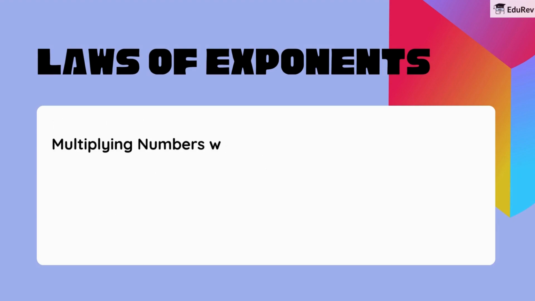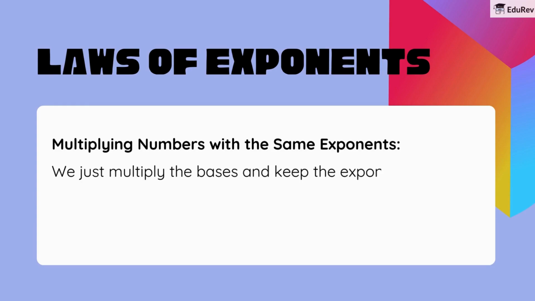And what if we're multiplying numbers that have the same exponent but different bases? Guess what? We just multiply the bases and keep the exponent. So, a to the power of m times b to the power of m becomes a times b to the power of m. It's like combining the bases into one big base but keeping the exponent the same.